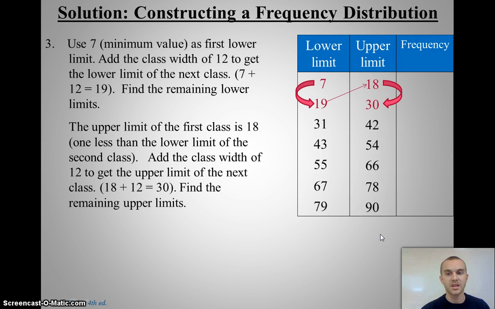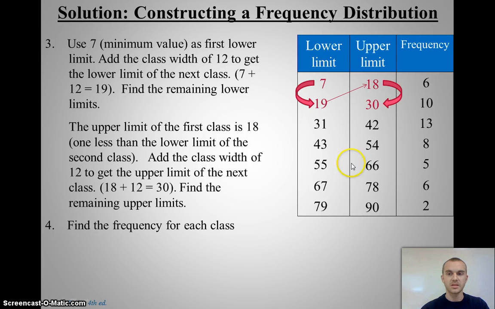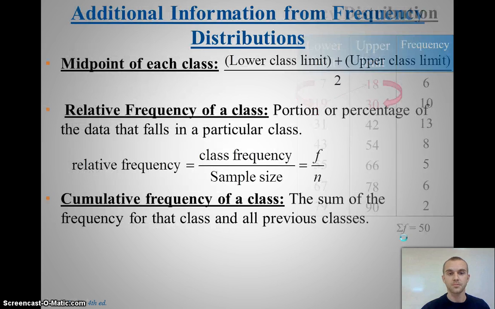Now if I go back to my data, I can start to add up how many values fall between 7 and 18 inclusive, how many fall between 19 and 30 inclusive, and so on and so forth. I add them up, and that's what's going to be each frequency. So I'd get 6, 10, 13, 8, 5, 6, 2. If I add up all my frequencies, I'll end up with 50 data values. And that's what I need to see, that I had 50 since I had interviewed 50 people.